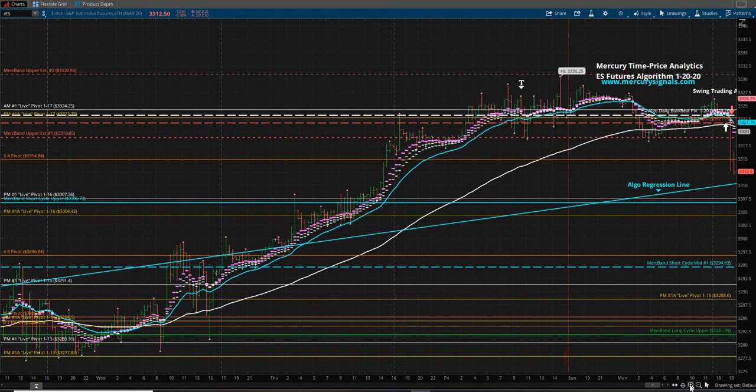I mentioned to our subscribers today that based on this blow-off move, and I believe that's what this is, that we were going to get a retest of this algo regression line either tonight or tomorrow. Well, we're getting it tonight. Now, does that mean that this is the big one? Of course not. You have to take these trades as they come.